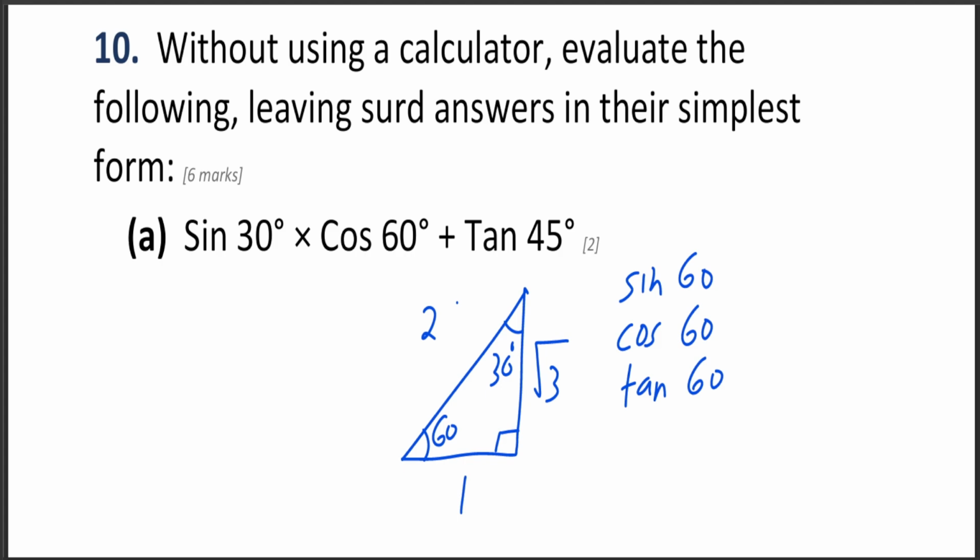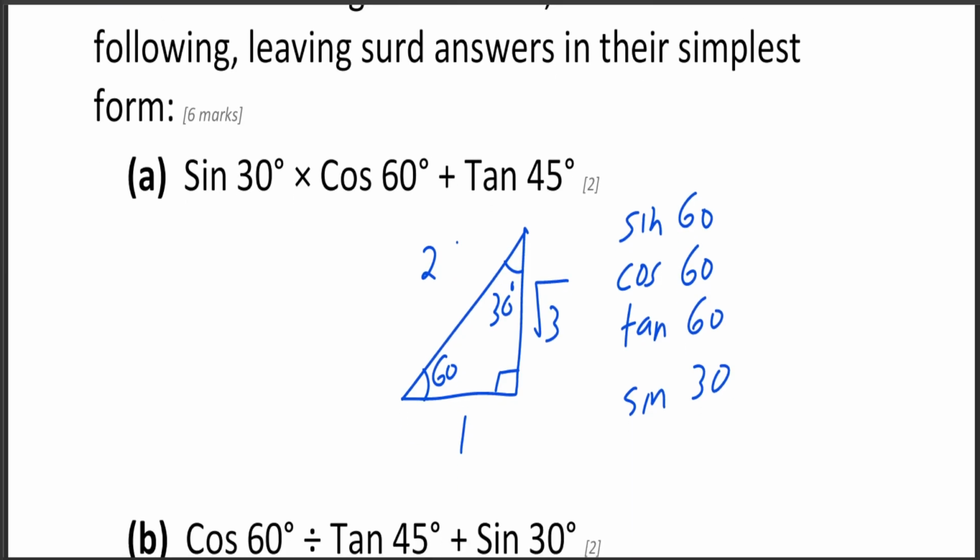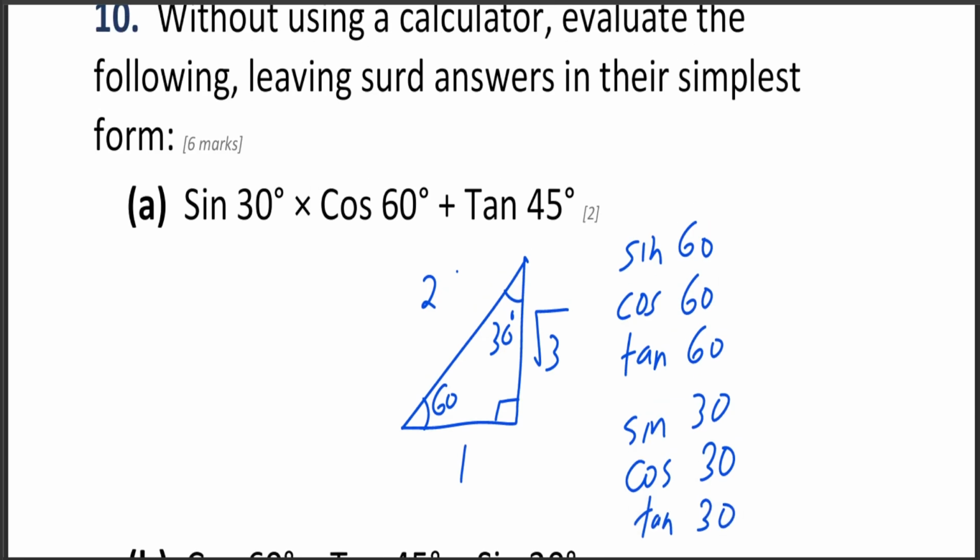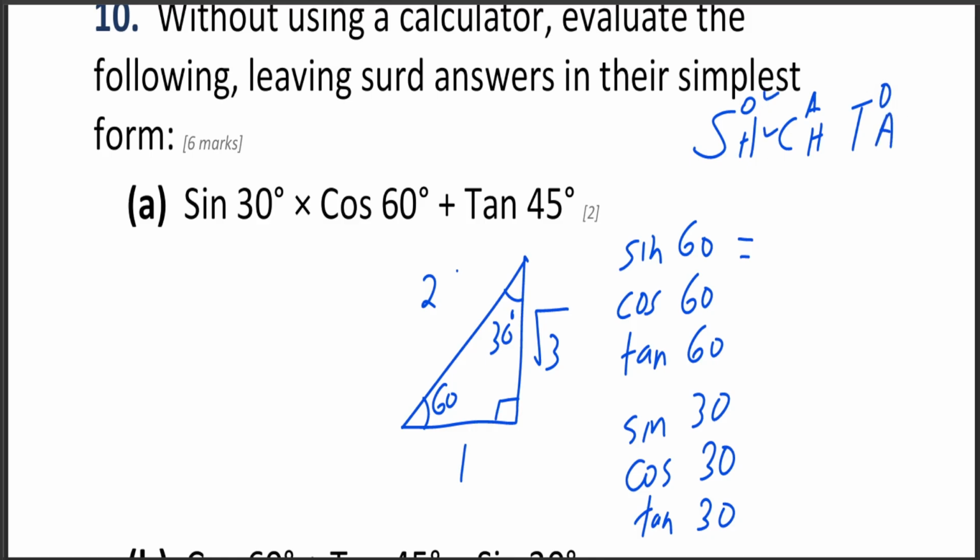We're also going to search for sin 30, cos 30 na tan 30. So tuanze na sin 60. Sin is equal to opposite over hypotenuse. So opposite ya 60 ni hii, root 3, over hypotenuse yako, so root 3 over 2. Lazima ujue cos 60 ni adjacent over hypotenuse. Adjacent ya 60 ni hii hapa over hypotenuse yako ni hii hapa. So ni 1 over 2.